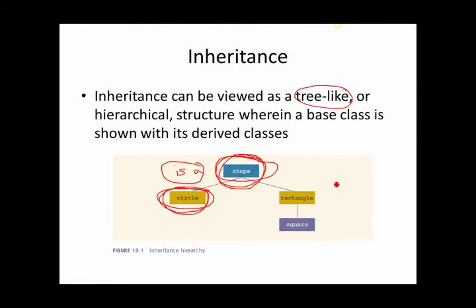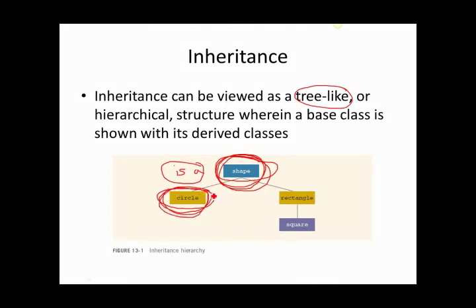Therefore, mostly in inheritance, the parent class is a more general class. You'll notice shape is a very general term. It can be any type of shape. And it's the child class that's more specific. So once again, the parent class is usually more general, and the child class is more specific. So this is the base class, and this is the derived class.